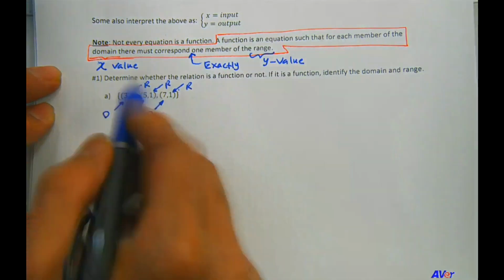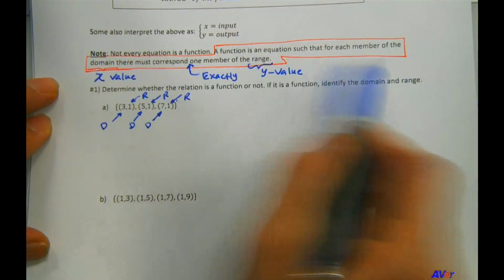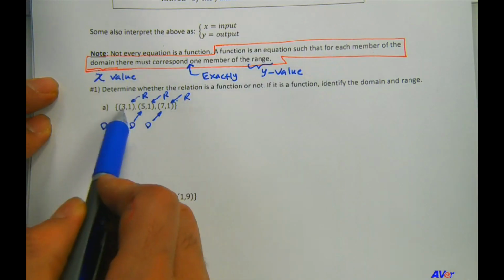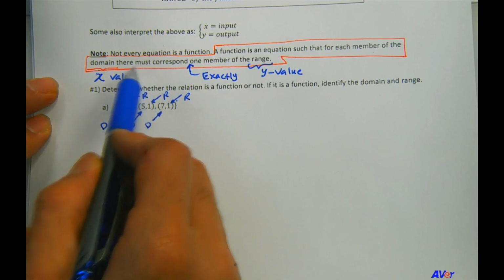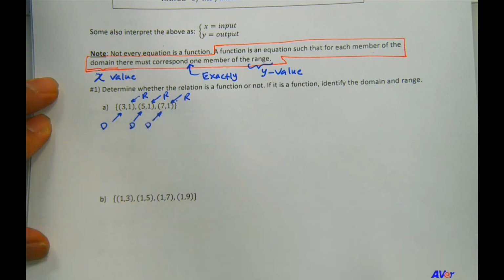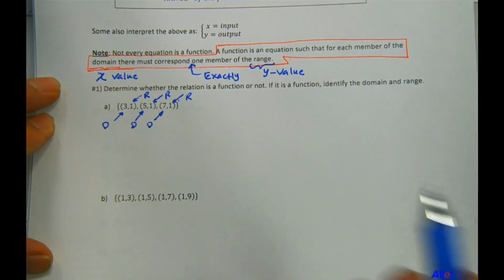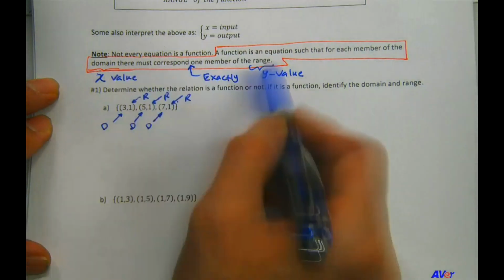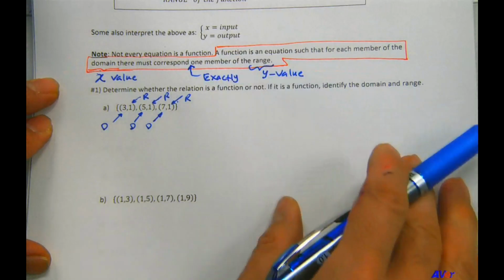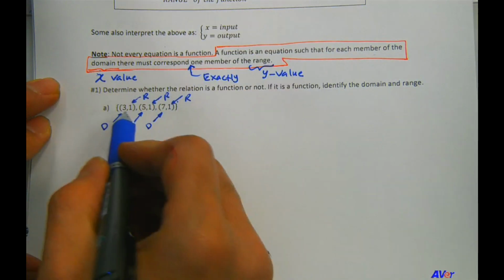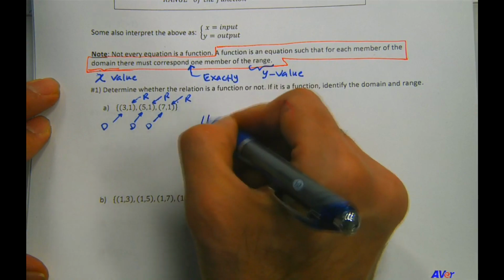Right? So for each member, if we look back at this description, for each member of the domain, 3, 5, 7, there must correspond one member of the range. 1, 1, 1. So is this a function? This is a function. It satisfies that description for a relationship between x and y to be considered a function.